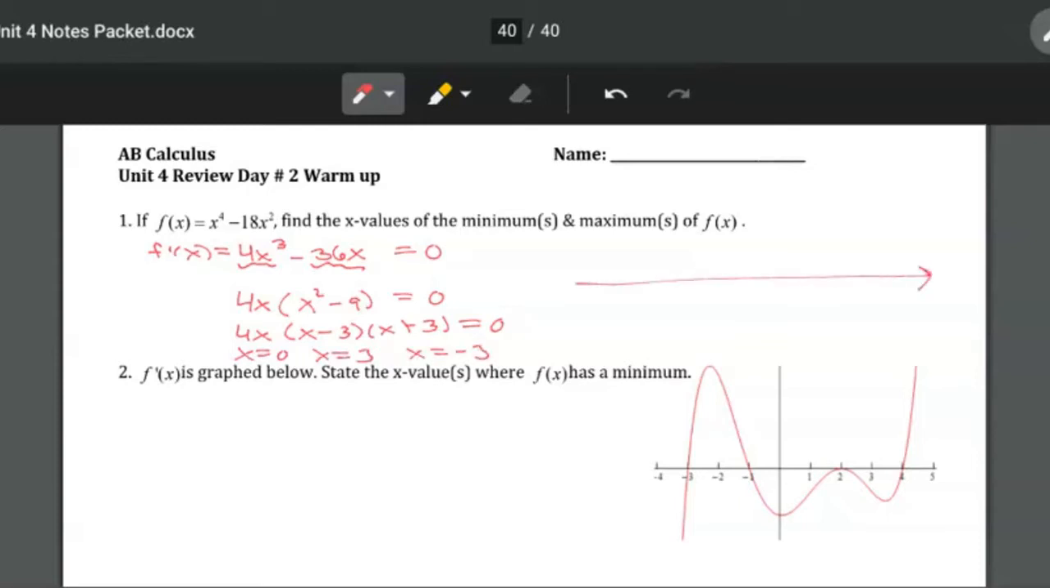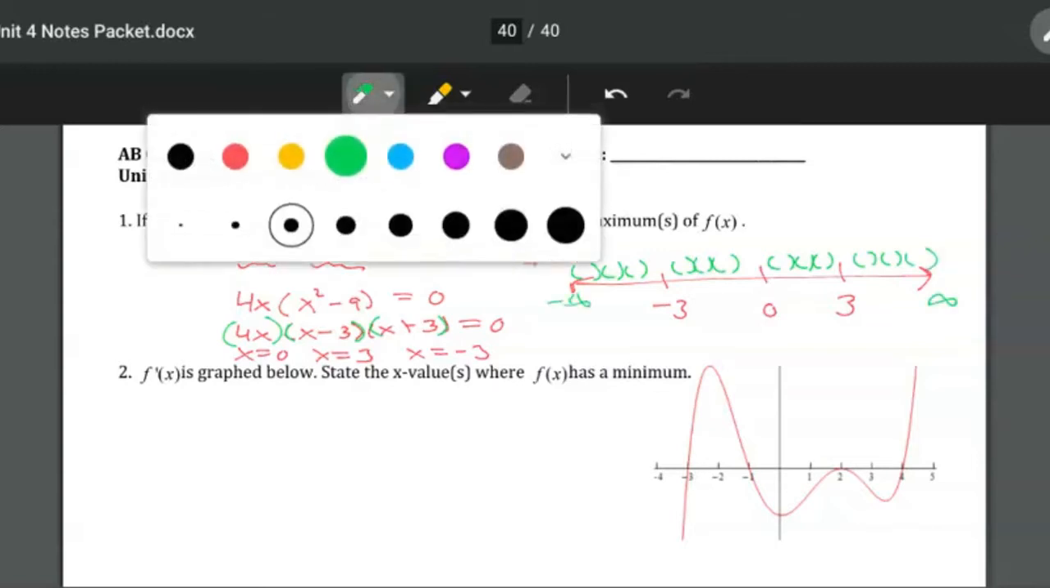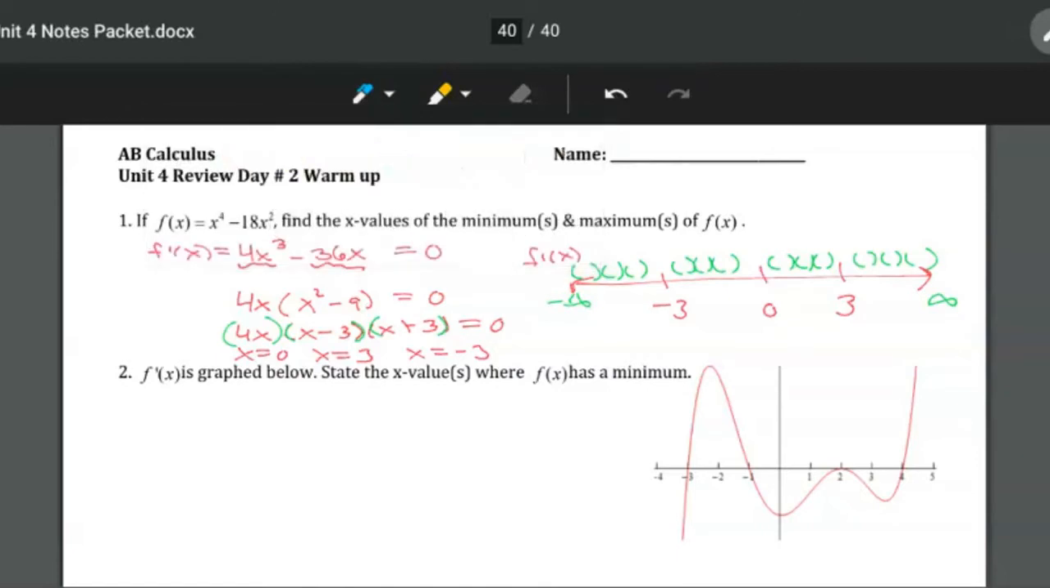So then we could put those values on a sign chart. We should always label the sign chart, first derivative, and our values are negative 3, 0, and 3. And here on our sign chart, I would put 3 parentheses on each interval to represent these 3 parentheses. And then we can choose numbers to plug in on each interval. So on the first interval, negative infinity to negative 3, a number like negative 4 would probably work.